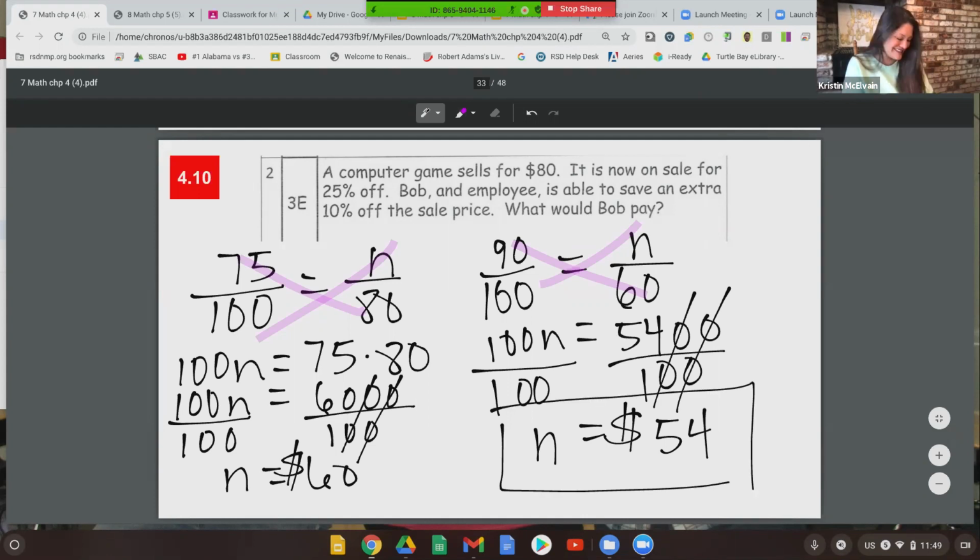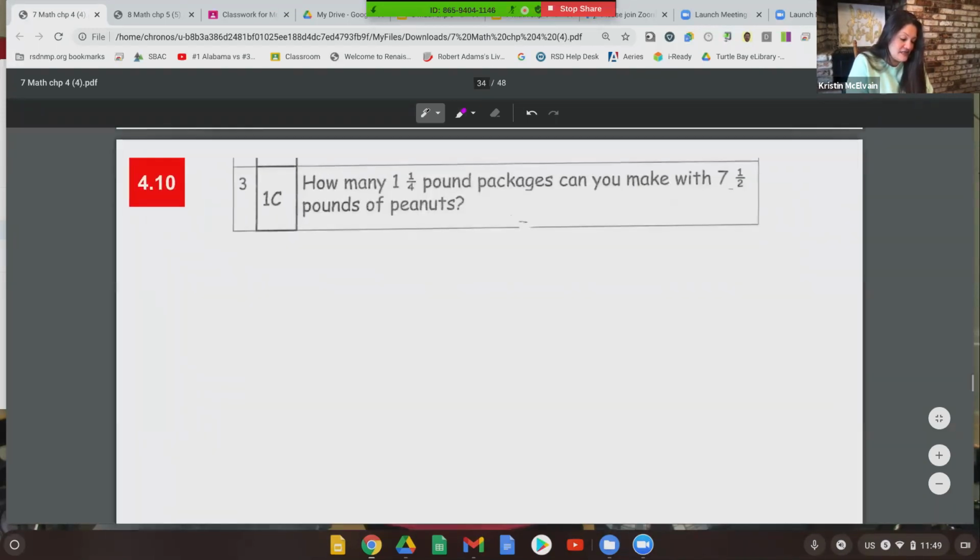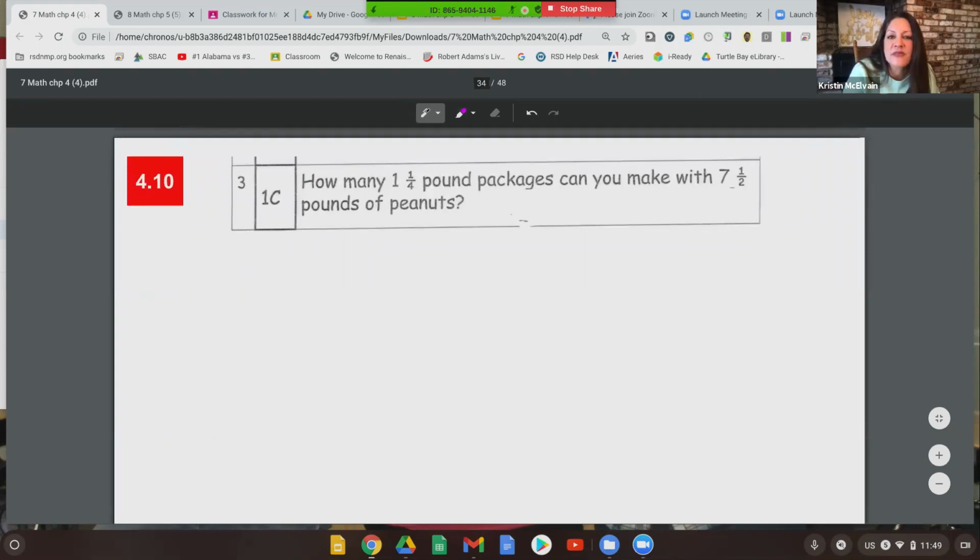Okay. All right, here we go. How many 1 1/4 pound packages can you make with 7.5 pounds of peanuts? Okay, so that means how many times can 1 1/4 go into 7.5? So we have 7.5. How many times can 1 1/4 go into that? So it's a division problem.